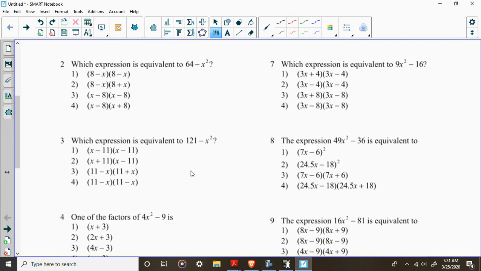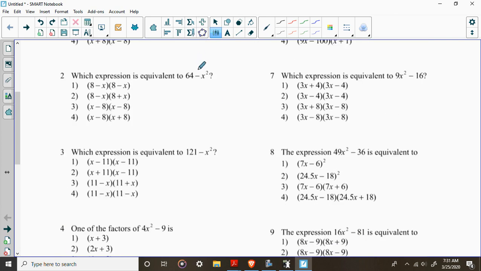Okay. This one, they tried to throw you off. They gave you the 64 first and the x squared second. Doesn't matter. What's the square root of 64? 8. What's the square root of x squared? Again, take that exponent and divide it by 2. 2 divided by 2 is 1, so there's a little 1 there, a little 1 there. Give me a plus sign on one, give me a minus sign on the other.